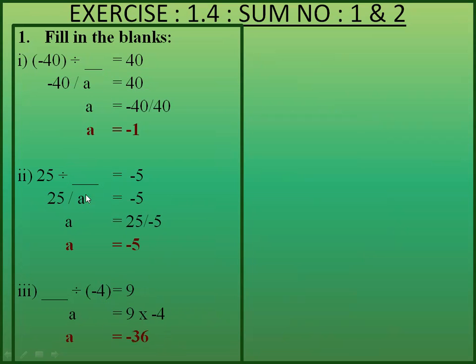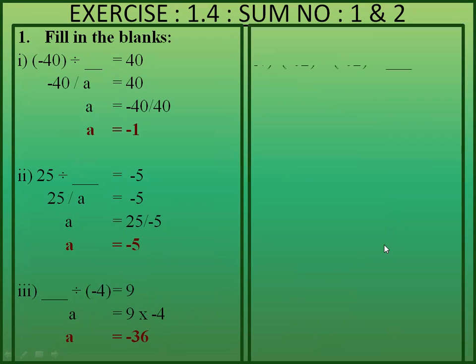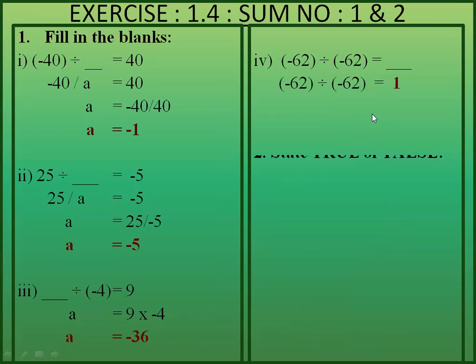Here the denominator is the unknown value, whereas in the earlier one the known value is the denominator. That's the reason it goes as a multiplication sign. Minus 62 divided by minus 62. Both the numerator and denominator are the same. So your answer is 1.